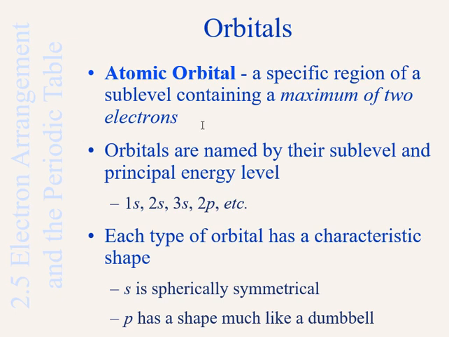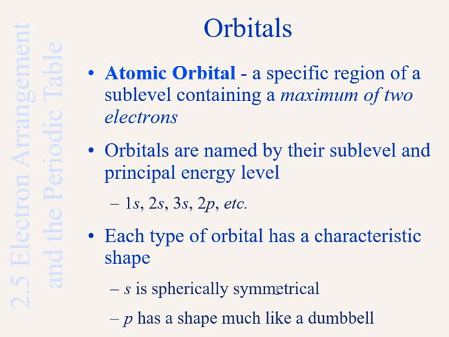Each orbital can have a maximum of 2 electrons, and orbitals are named by their sublevel and principal energy level. Now, what does that mean? We will soon discover exactly what it means. Each type of orbital has a characteristic shape, and so if we have the S sublevel, the shape of S is basically spherical. It's very symmetrical. It's like a football.